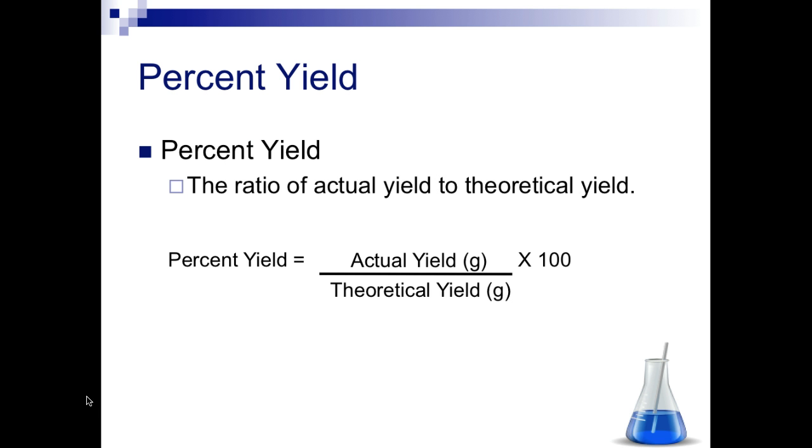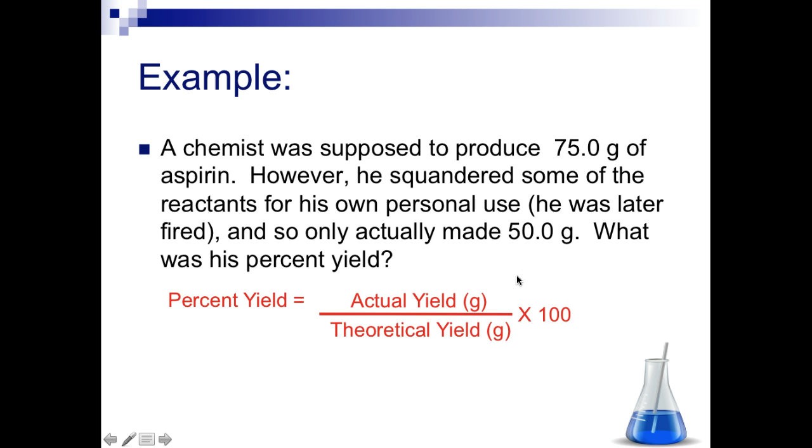So how are these two things related? Well, they're related via what we call the percent yield. The percent yield is the ratio of the actual yield to the theoretical yield. So percent yield is equal to actual yield in grams over your theoretical yield times 100, and it's going to have a unit that is a percent.